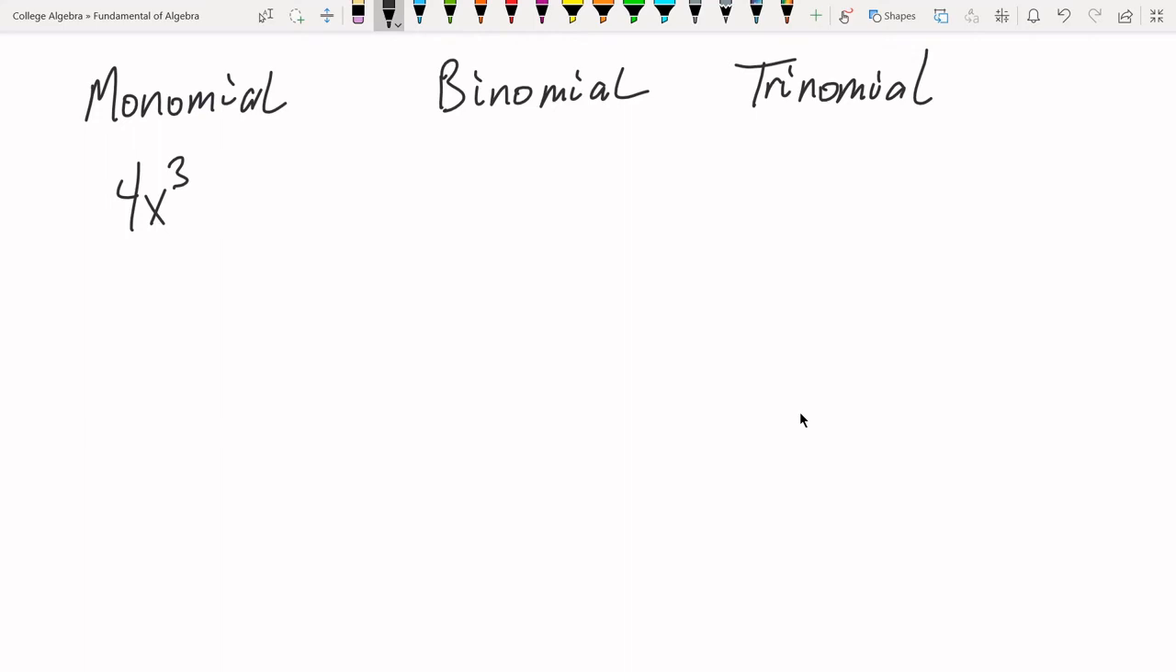A binomial has 2 terms in it. 2x to the 15 minus 3x to the 9. That has 2 terms, so it's a binomial. A trinomial, as you can guess, is 3 terms. So let's say negative 0.3 x cubed plus 5x minus 13. This has 3 terms, so it's a trinomial.